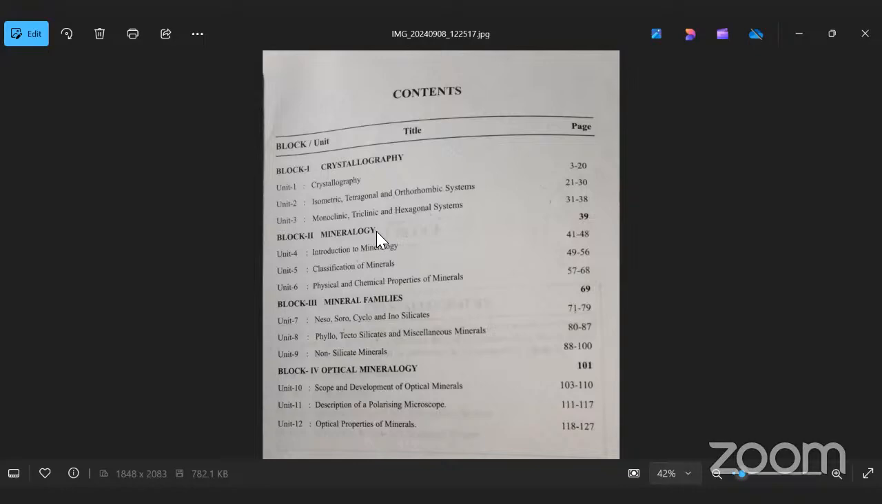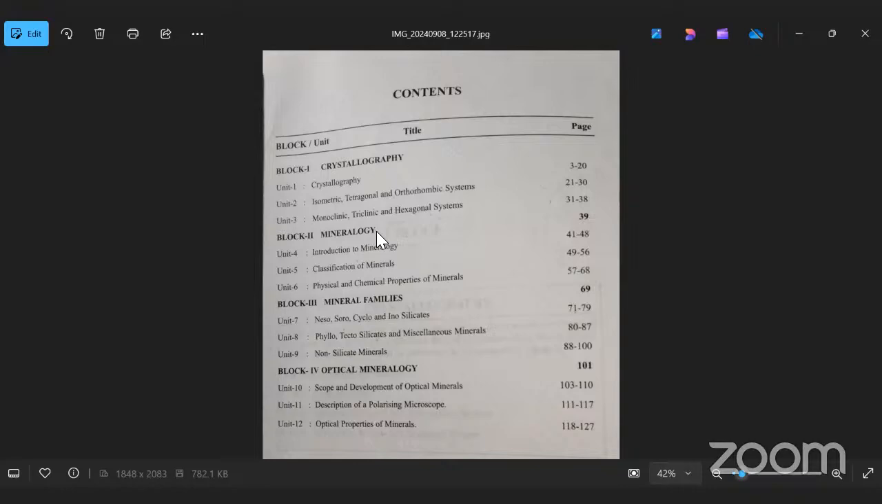In the next chapter, we can see the physical and chemical properties of minerals. The physical and chemical properties of minerals are explained in the sixth unit. We will study what the physical and chemical properties are.